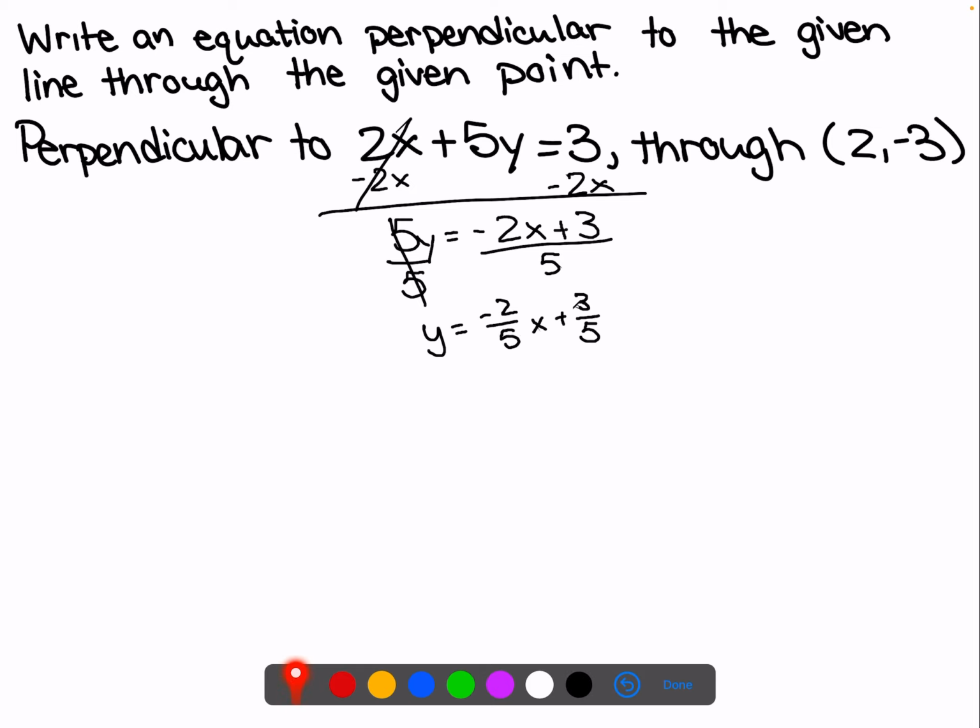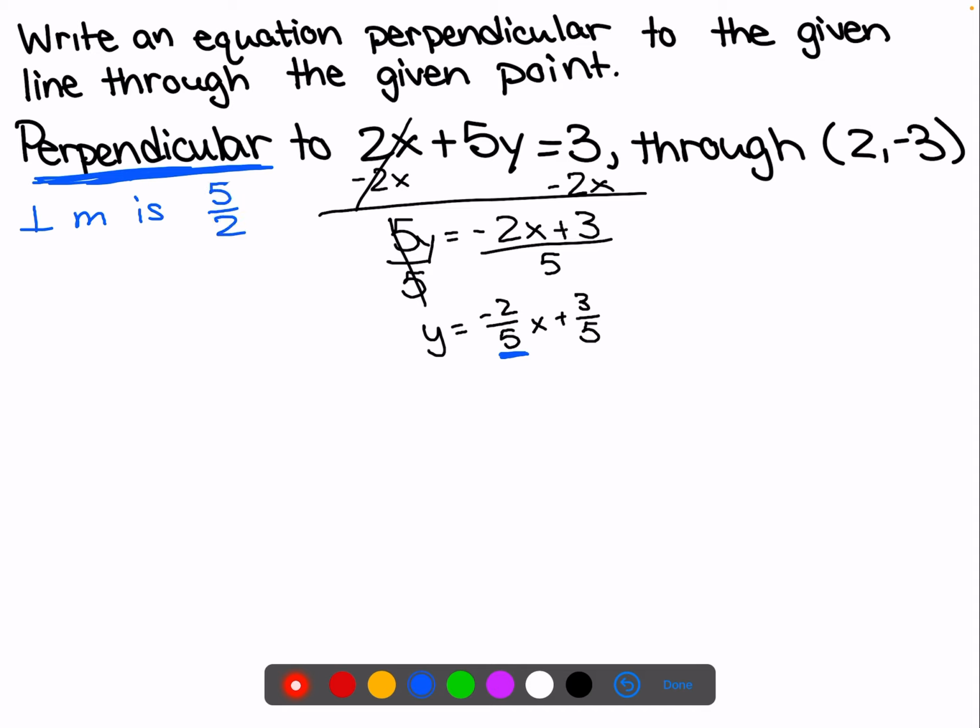So if it's perpendicular, I need to take the opposite reciprocal of my slope. So the perpendicular slope is, if it's -2/5, I flip my fraction, and I take the opposite. So if it's negative, it becomes positive. So my slope is positive 5/2.